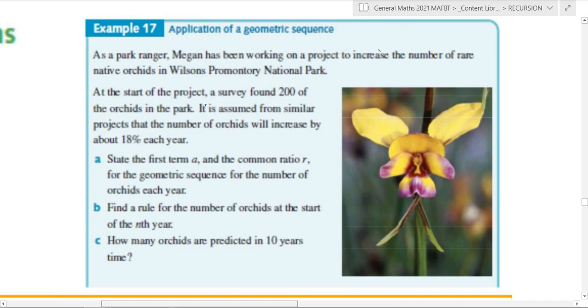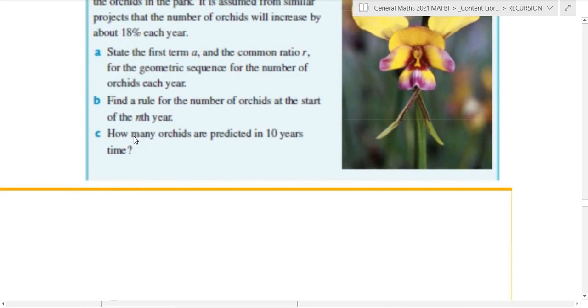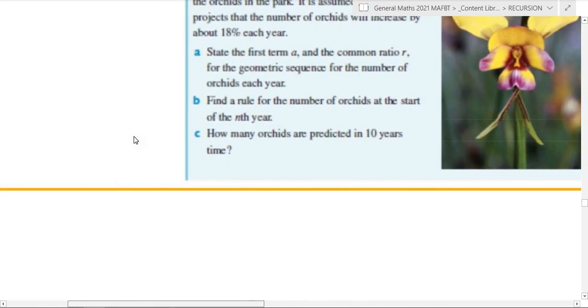At the start of the project, keyword there again, the survey found that there were 200 orchids in the park. So at the start, there were 200. It is assumed from similar projects that the number of orchids will increase, another keyword there, by 18% per year. It's going to increase by 18% per year. Part A, state the first term and common ratio for this geometric sequence. So part A.